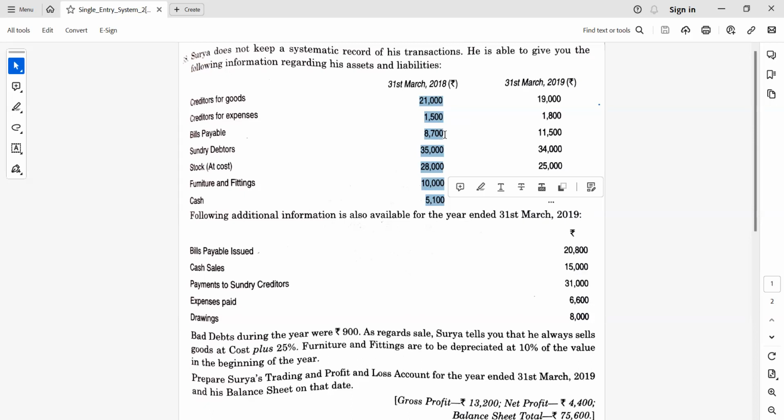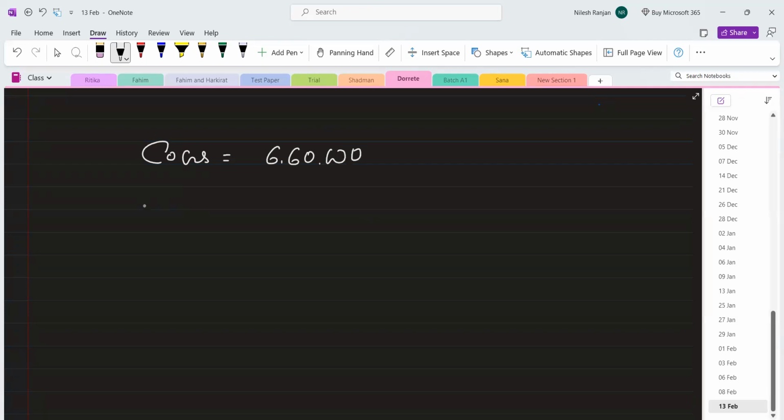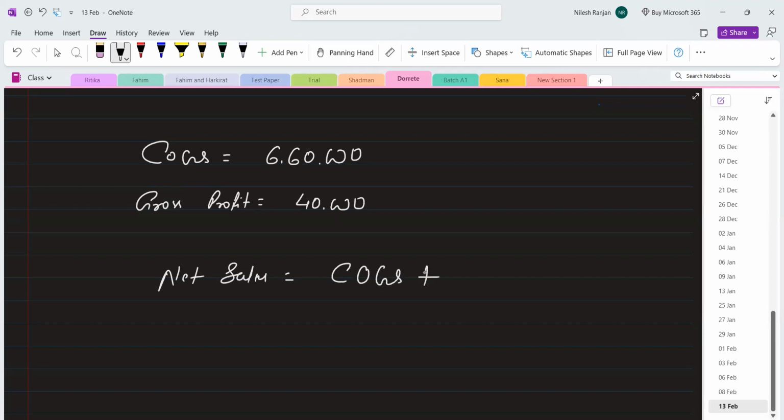Yes. So I have a question. It's not from this chapter. So how do you find net sales when they only give you gross profit and COGS? It was in a previous year question. If cost of goods sold is given, it's 6,60,000, and gross profit is also given, 40,000. So net sales equals cost of goods sold plus gross profit. That's it.